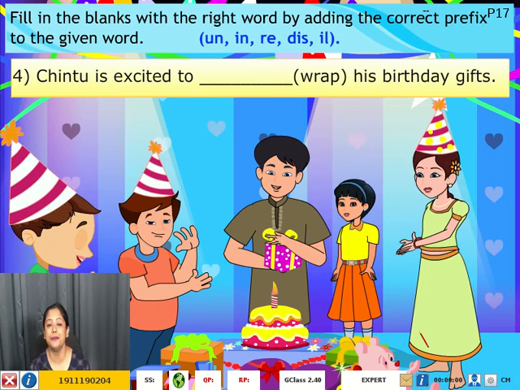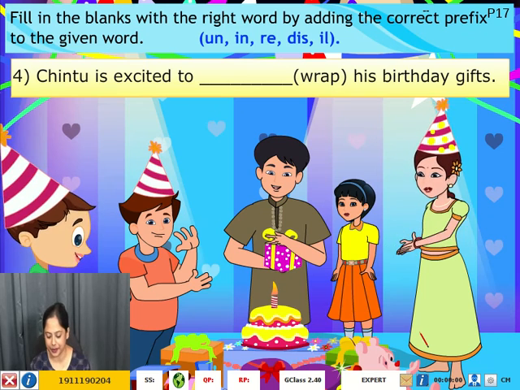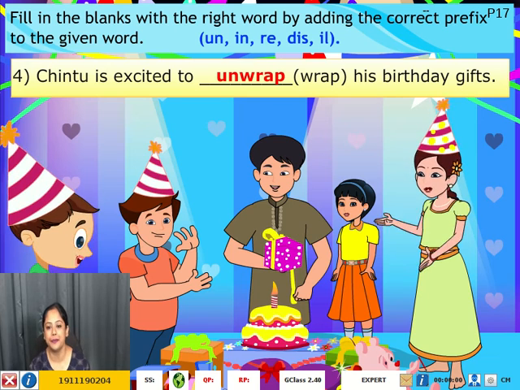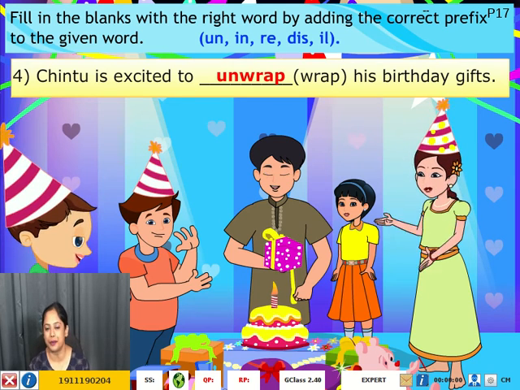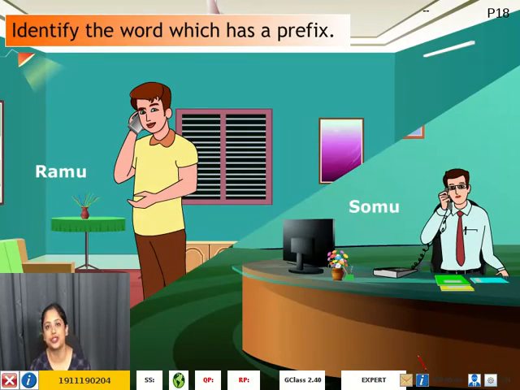Now what is the prefix we'll use here? Yes, very good. The prefix here we'll use is un, unwrap. Wrap means covering something. Unwrap means opening the box, right? So Chintu is wanting to unwrap his birthday gifts.